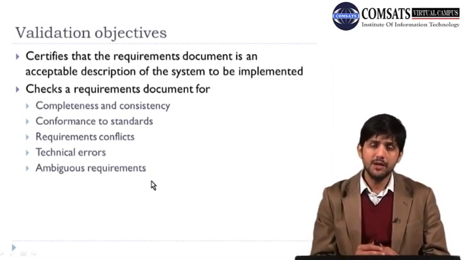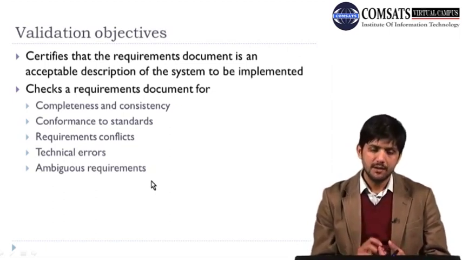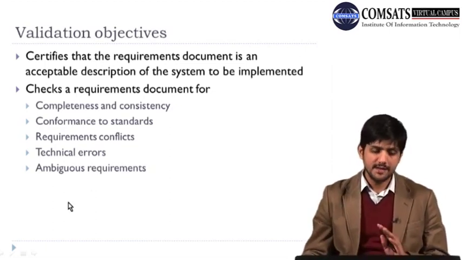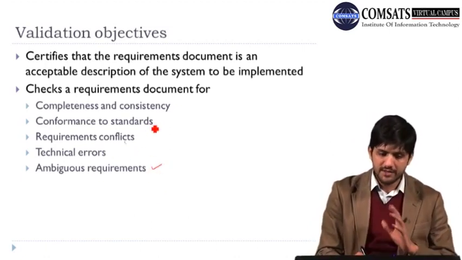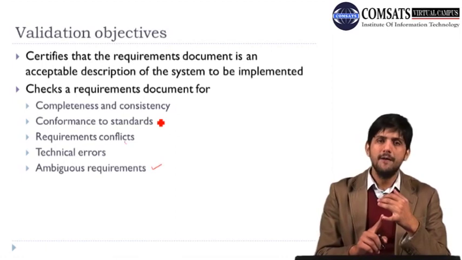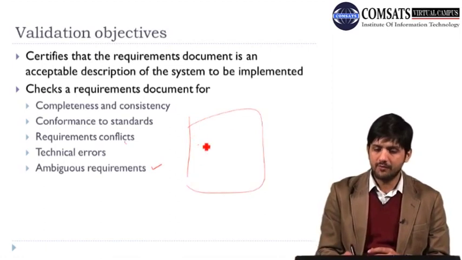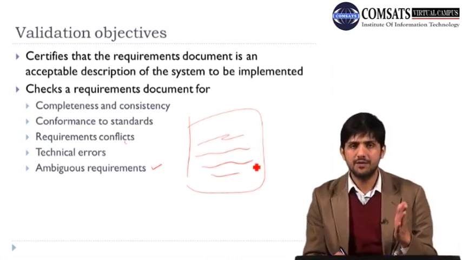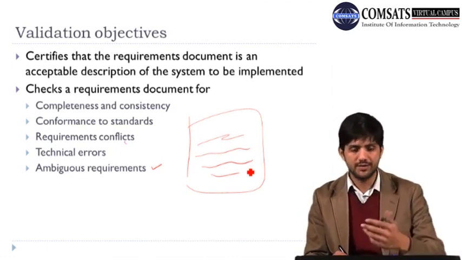Normally a requirements document is checked for completeness and consistency, conformance to standards, requirements conflicts, technical errors, and ambiguous requirements. Although we have already discussed that during the negotiation process we go through all these bits, looking at incomplete or inconsistent requirements and ambiguous requirements, again, when we are validating, this is the final document I have produced, and there are lots of things in it. We have seen multiple templates where we start off with a very general description, then come to very specific functional and non-functional requirements.